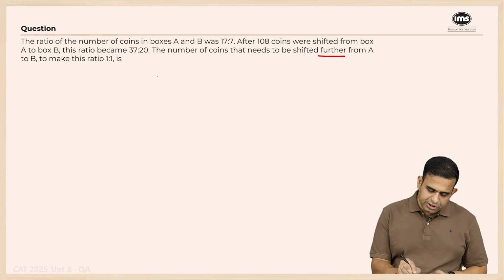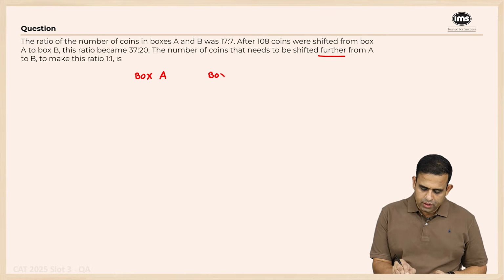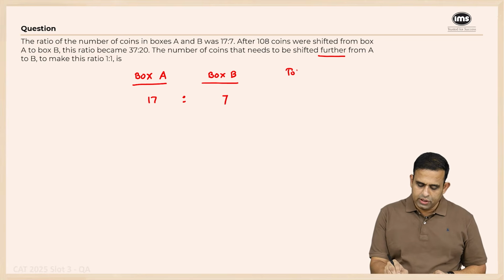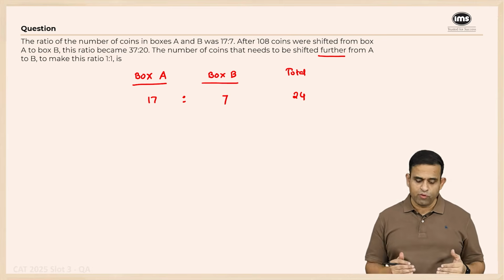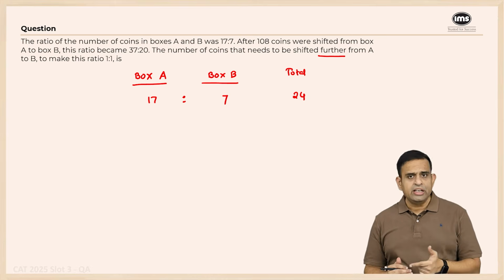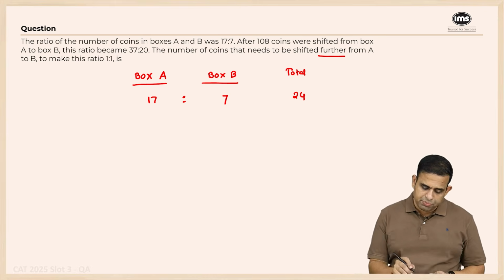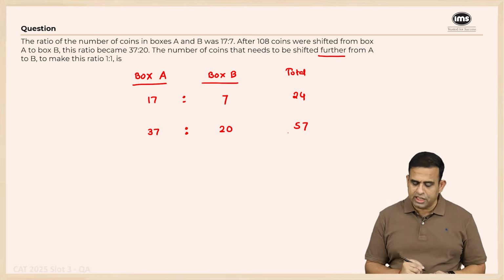So if I look at the initial ratio, if I write down here box A and box B, the initial ratio was 17:7. So the total, if you can see, is 17 plus 7 becomes 24 parts. After you transferred 108 coins from box A to box B, the number of coins will decrease in box A, and will increase by the same quantity in, let's say, box B, and that leads to the ratio becoming 37:20. And the total over here becomes 57 parts.